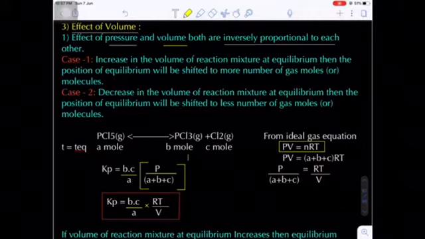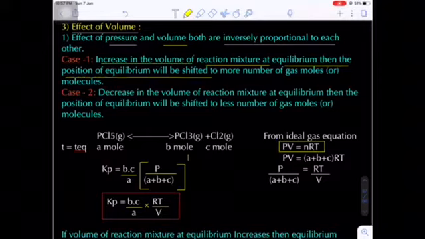Similarly, in the case of increasing the volume of the reaction mixture at equilibrium, the position of equilibrium will be shifted to the side with more gas particles. Here, how to increase the volume? There are two conditions to increase the volume.